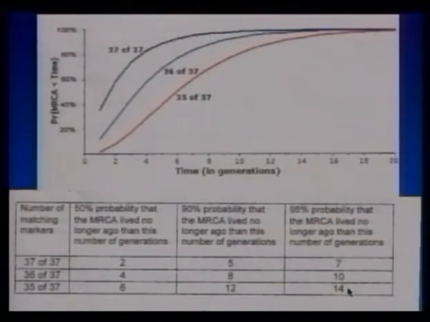So if you're matching only 35 out of 37, it might be as many as 14 generations. So that's 400 years ago that you're talking about. And this is on the basis of only 37. I don't have this kind of a chart for 67. I haven't seen it yet. Somebody else could. I have seen that on the Family Tree DNA website. But I don't know why they haven't done one for 67 yet.